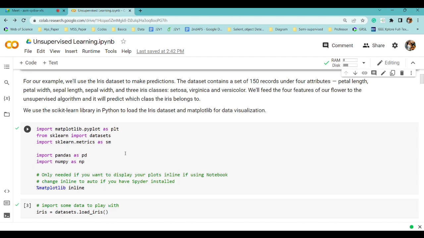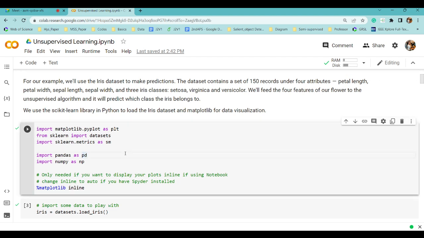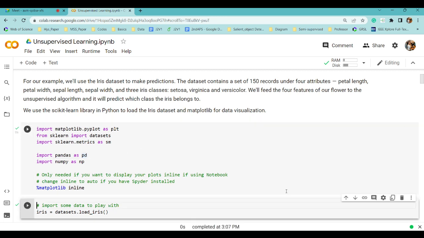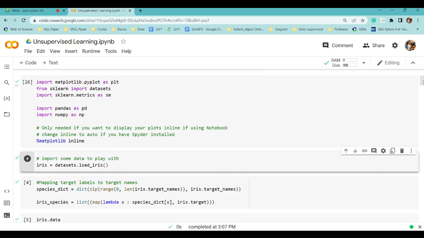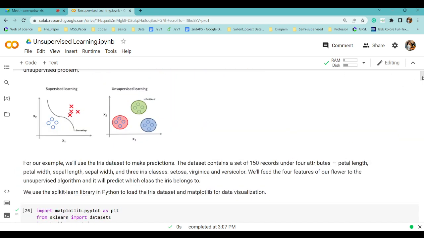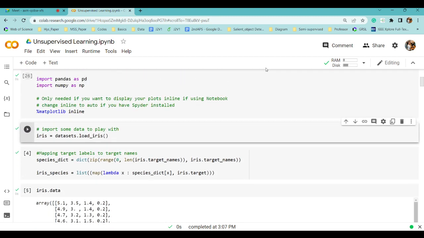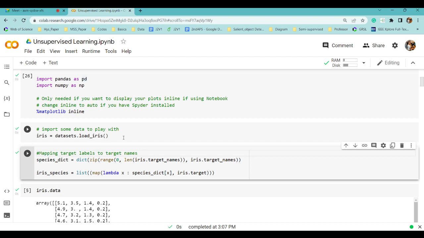Okay, so the first thing we need to do is import all the libraries. All the libraries are known to you: matplotlib to plot, sklearn to import your data set, matrices, pandas, and numpy. These are very basic libraries which we have used for the last 10 weeks. So we are loading the dataset with load_iris.